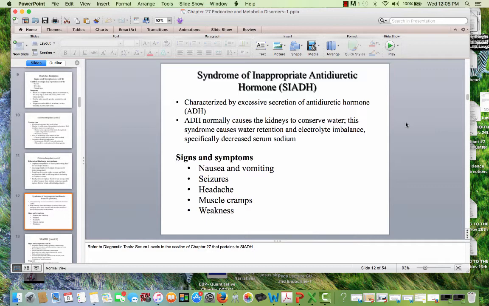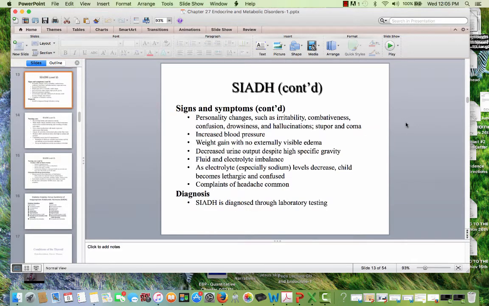Excessive SIADH may include, besides these, some personality changes such as irritability, combativeness, hallucinations and confusion, and it can even lead to a stupor and coma. So you see that listed here. Other signs may include increased blood pressure, neck vein distension, crackles heard on the lung examination, weight gain with no external visible edema.